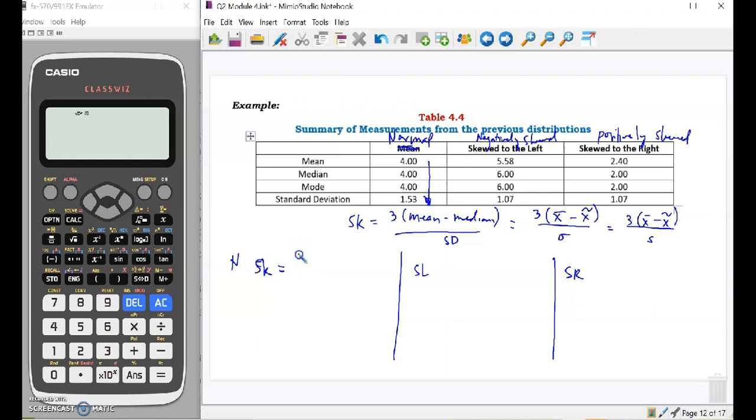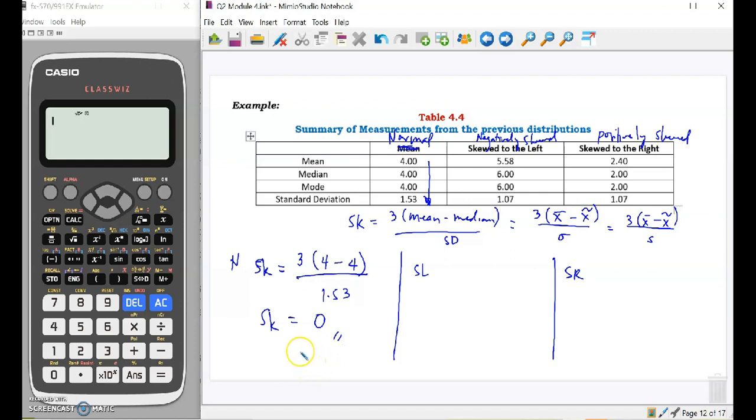So we have to get the skewness of a normal distribution in the given data. We focus on the first column. So 3 times the mean, which is 4, minus the median, which is 4. Remember, in a normal distribution, the mean, median, and mode are equal, divided by the standard deviation, which is 1.53. Obviously, 4 minus 4 is 0. Multiplied with 3, that would be 0. Dividing it with 1.53, the answer is still 0. So the skewness in a normal distribution is 0. Do you have any question with that?